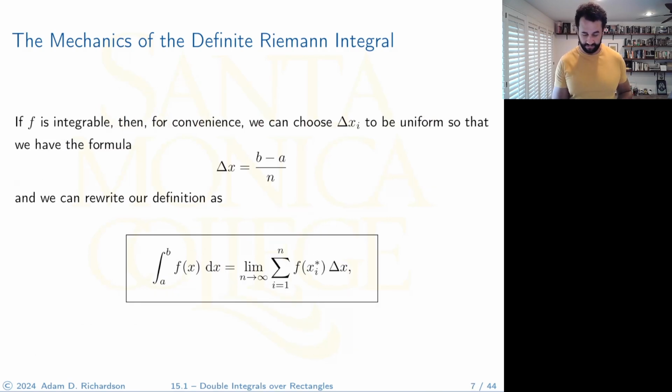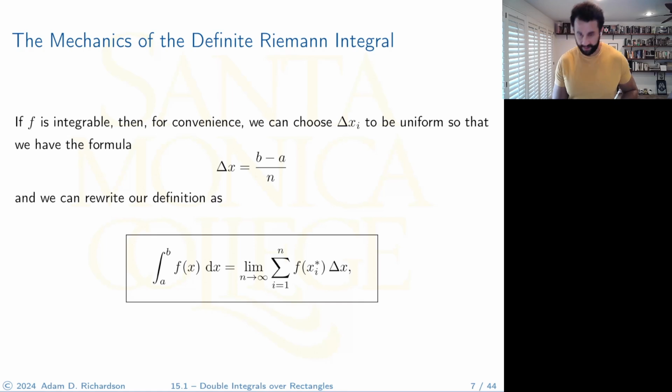It turns out that if f is integrable, meaning it satisfies that previous condition, then rather than have all of these non-uniform subintervals, you can choose them to be the same length. It's convenient to choose delta x sub i to be the same length for every subinterval. Then we have an easier formula for delta x. Now we don't need to index it by i because they're all the same. It's just the length of the interval divided by the number of intervals you want to cut it into. Now you can rewrite the definition like so, and this might look a little more familiar to you.